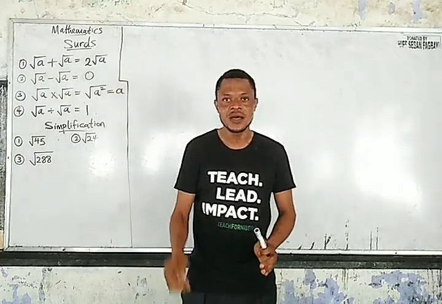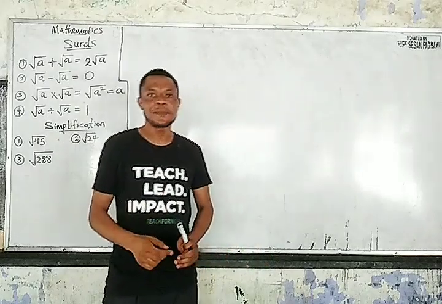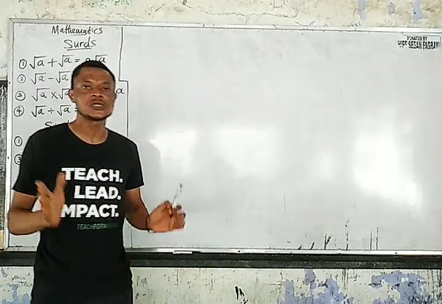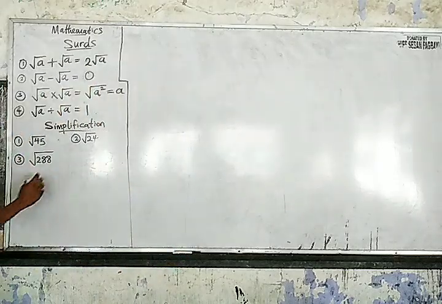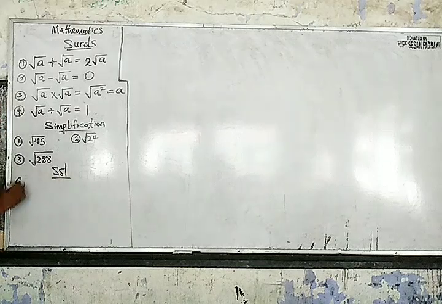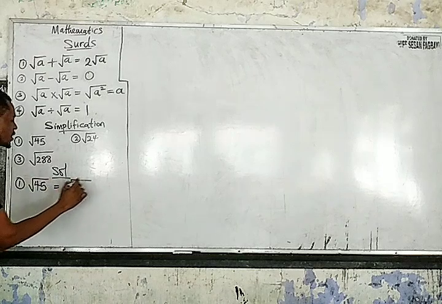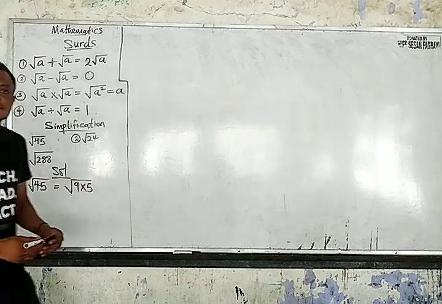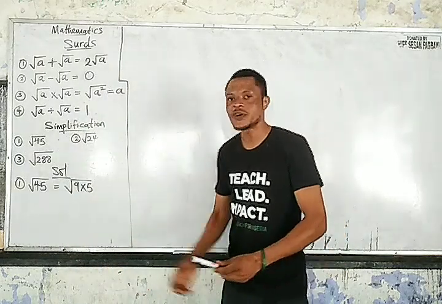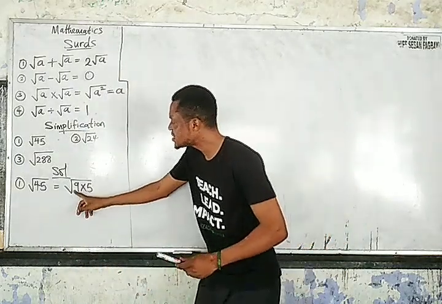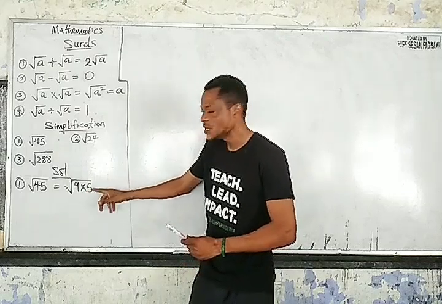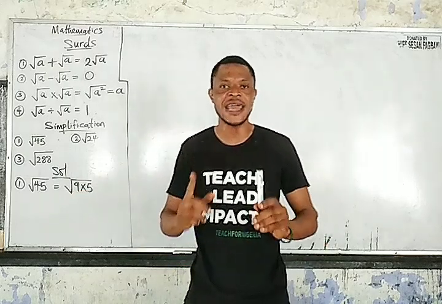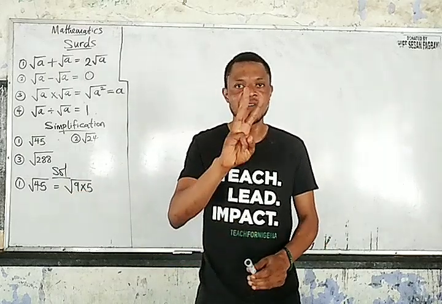Like 4 is a perfect square. 9 is a perfect square. 16 is a perfect square. 25 is a perfect square. But numbers like 5 are not perfect squares. Numbers like 6 are not perfect squares. Now, to look for the perfect square for 45, root 45, we can say 9 multiplied by 5. 9 multiplied by 5 will give us 45. So we proceed by saying root 45 is equal to root of 9 multiplied by 5. So we can find the square root of 9. The square root of 9 is going to be 3.